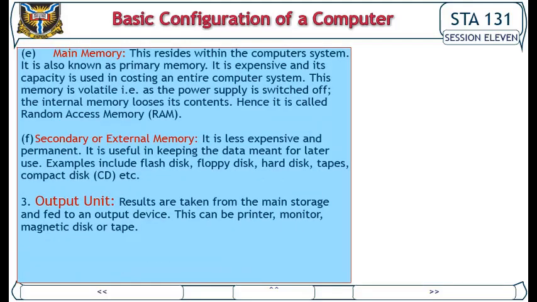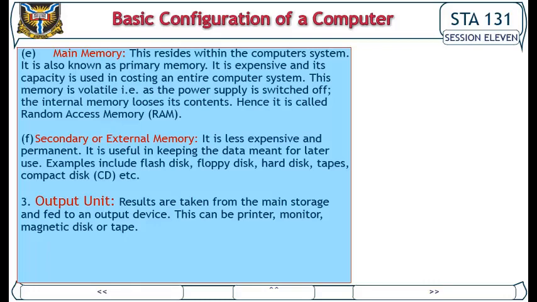Main memory. This resides within the computer system. It is also known as primary memory. It is expensive and its capacity is used in costing an entire computer system. This memory is volatile, that is, as the power supply is switched off, the internal memory loses its contents. Hence, it is called random access memory, RAM. Secondary or external memory. It is less expensive and permanent.